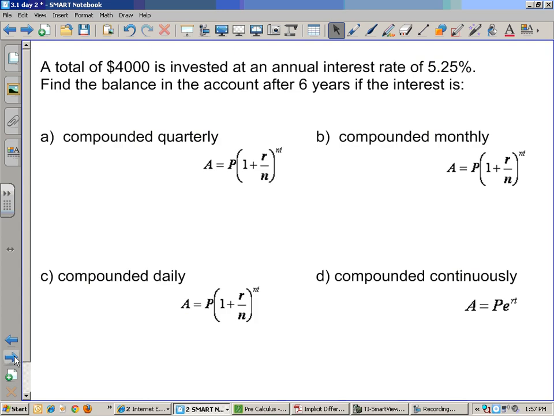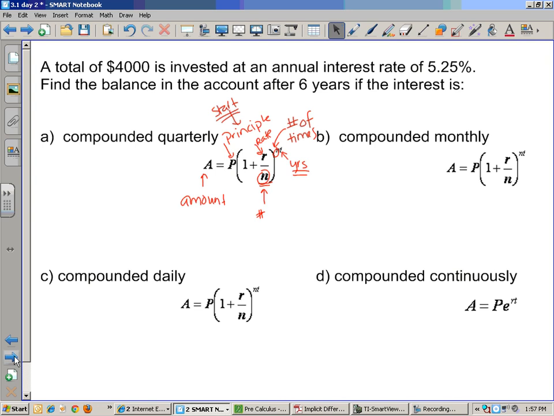Remember, this is the amount, your balance, if you will. This is your principal, the amount of money you start with, the start money. N is the number of times, T is the number of years, R is your rate. Again, the N here and the N here are exactly the same.